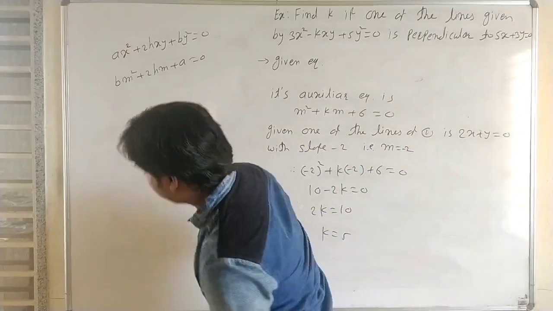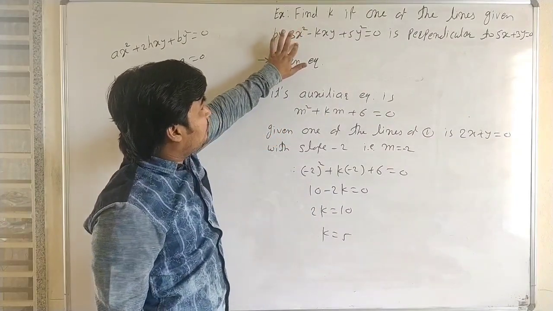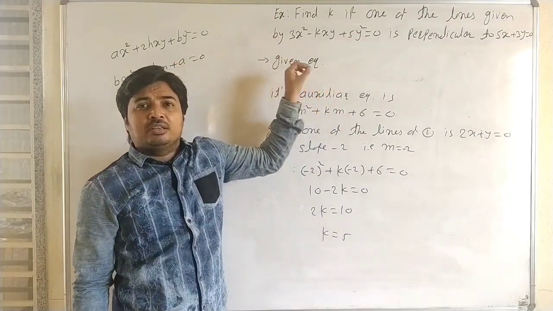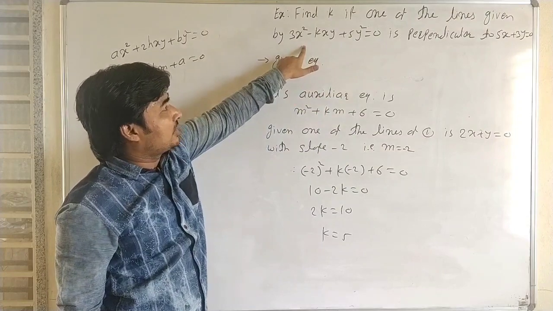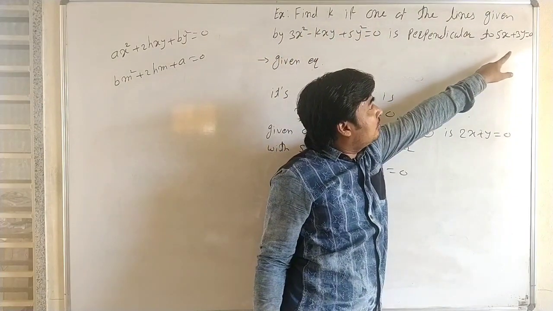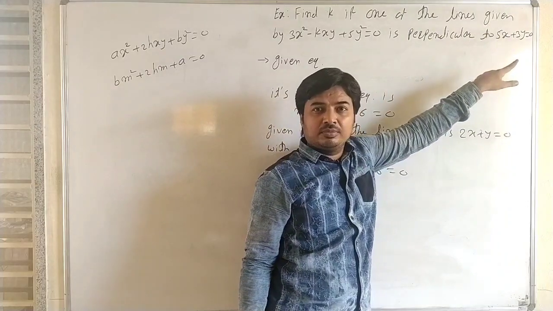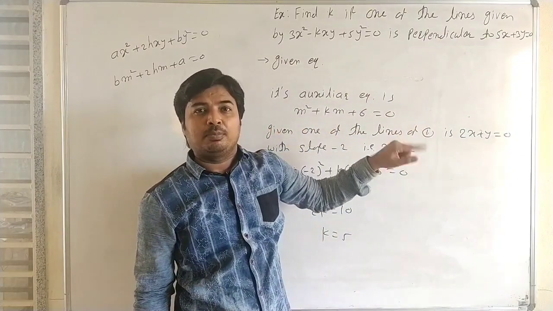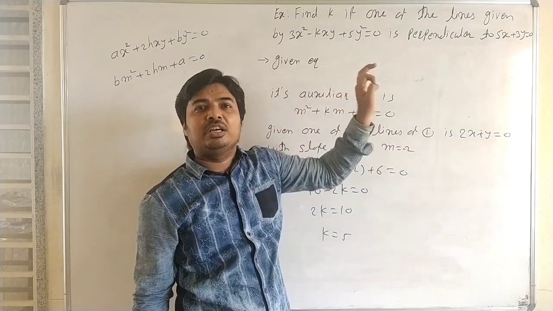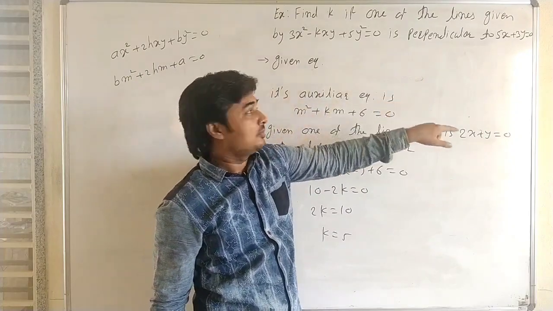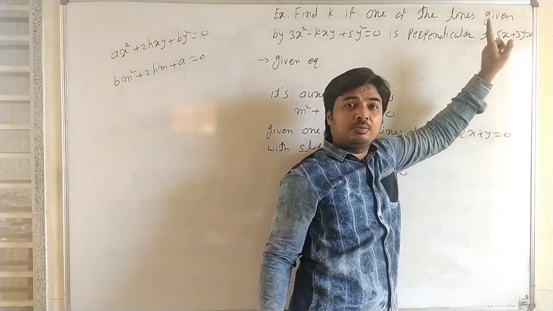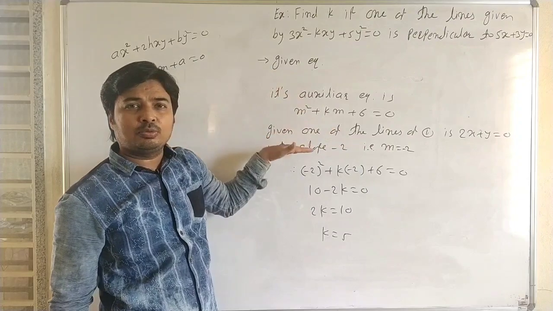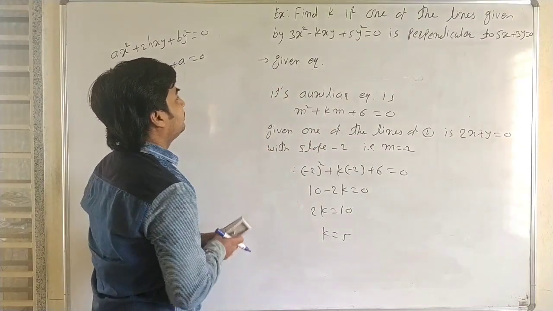Okay, again same example. Here this is a homogeneous equation, so we find its auxiliary equation. Then we know the slope of one of the lines represented by this equation. Here the given line 5x plus 3y has slope minus 5 by 3, and one of the lines is perpendicular to this line. The perpendicular line slope is the reciprocal with negative sign, therefore it is 3 by 5. So the slope of one of the lines is 3 by 5, then put the slope of one of the lines in the auxiliary equation.